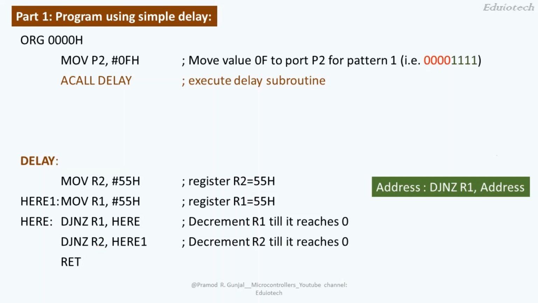Now we come back here and load R1 with the same value hex 55 and again we decrement this to 0. For each time decrementing R2, we are loading and decrementing R1 by 55 times. And this is how we created a delay in a delay. And this is RET, that is return. That is the last instruction of every subroutine. After this we jump back to where the delay subroutine was called.